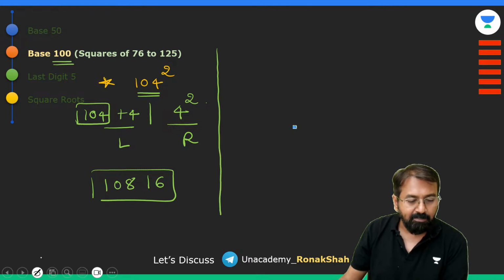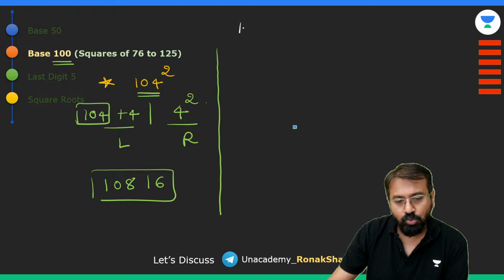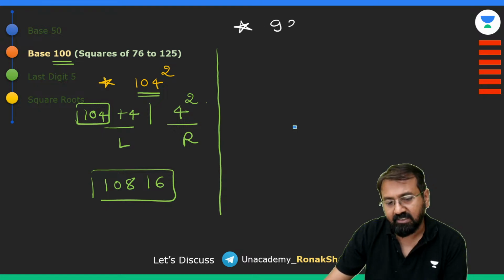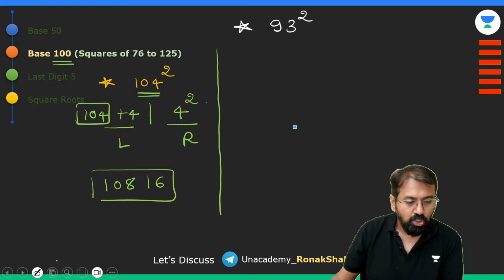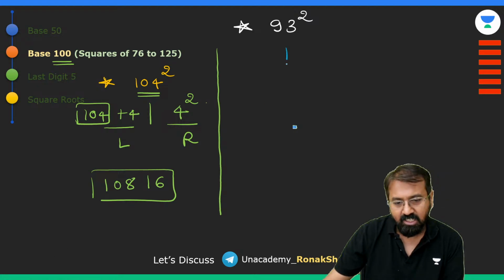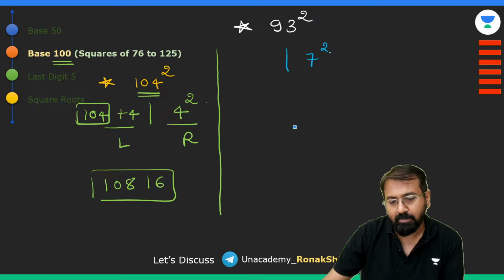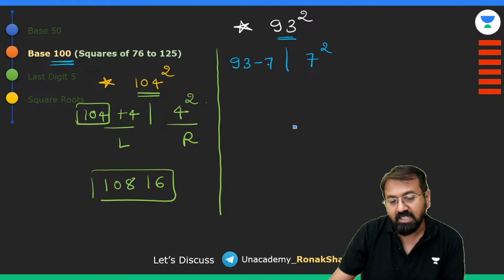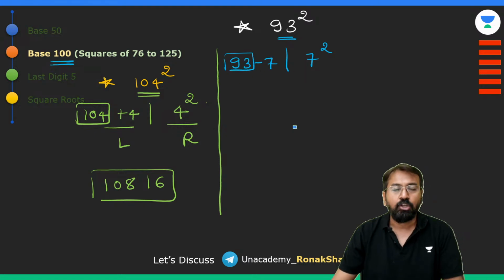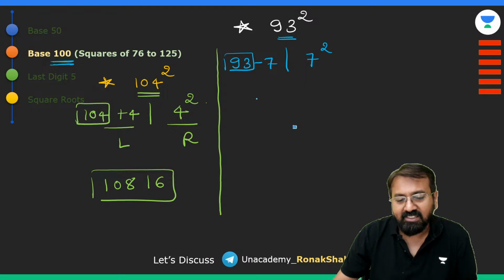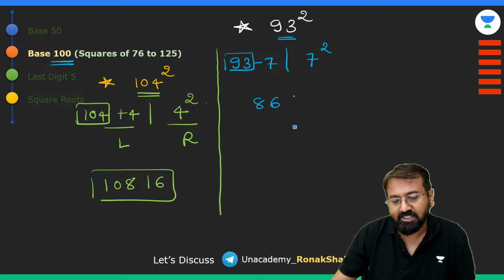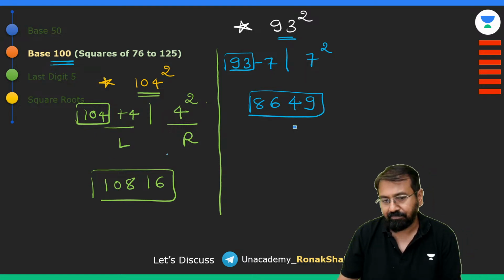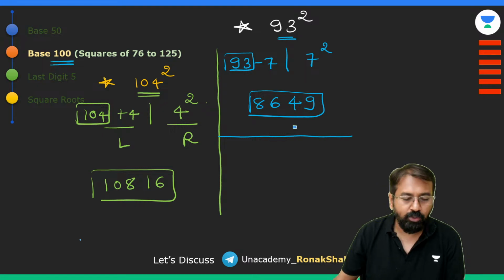Let's take one more example. Suppose I ask you, what is the square of 93? How will we do it? My right part will be 7 square because 93 is 7 less than 100. So my right part will be 7 square and the left part will be 93 minus 7. We'll subtract that 7 from the number itself. So what is 93 minus 7? It's 86. 7 square is 49. So 8649. Yes? Okay.